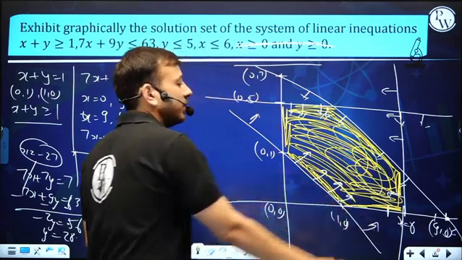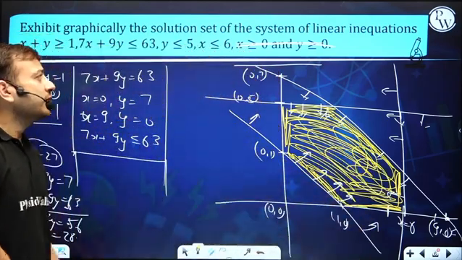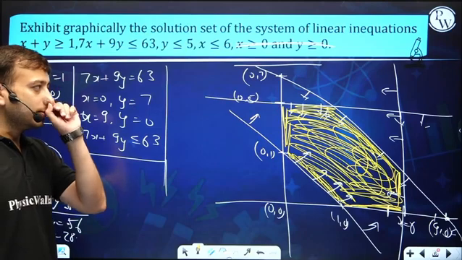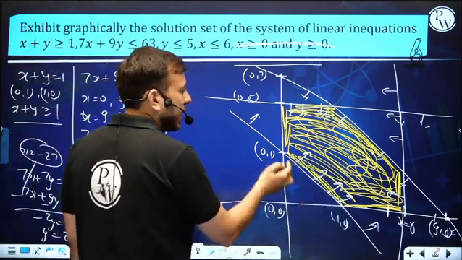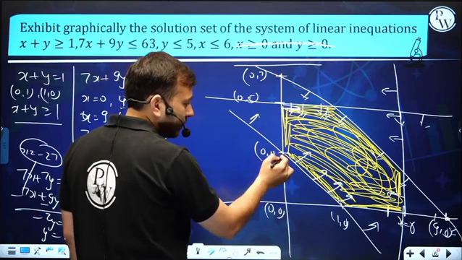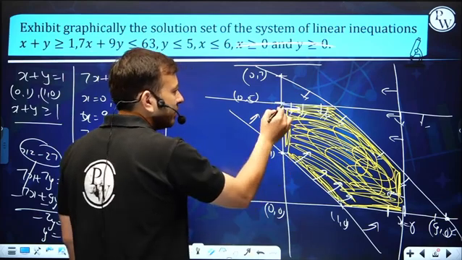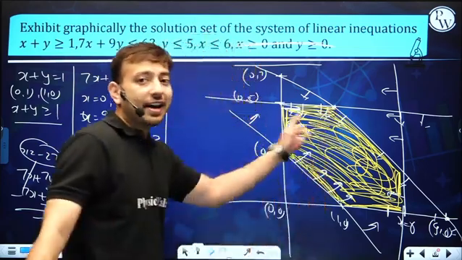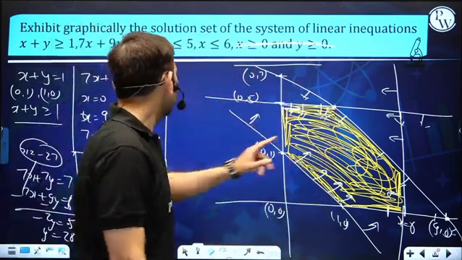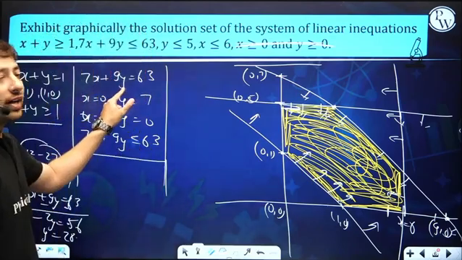Like this. If it is 2, if it is 4, if it is 6, the method and procedure is the same. After this, I have just told you to mark all the corner points. Here 0 comma 1, here 0 comma 5. What about this, sir? In this, y is 5. So put y equals 5 here.